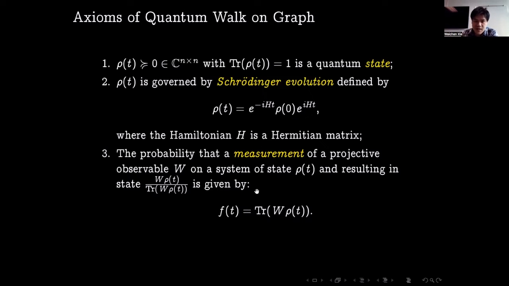In our case, we only care about whether the state finds the target or not. So our W would be a projection on the target state. And the probability of finding the target state would be the trace of W times rho of T here. This is the probability, and it's also called fidelity in our case.